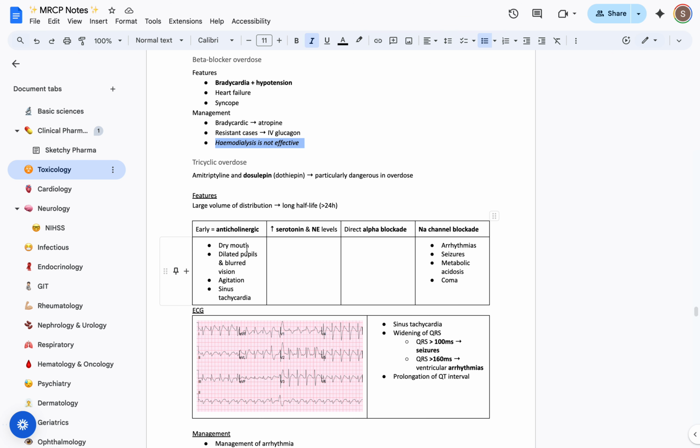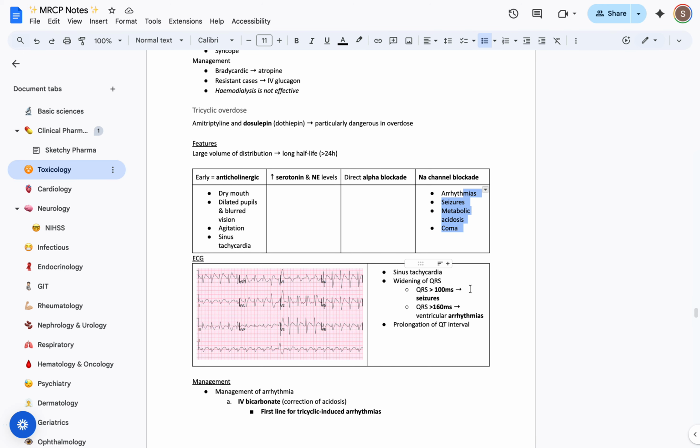For tricyclic antidepressants, particularly amitriptyline and dosulepin, they are dangerous in overdose. TCA has a large volume of distribution and a long half-life. It will lead to anticholinergic effects and then also sodium channel blockade effects, so arrhythmia, seizure, metabolic acidosis.